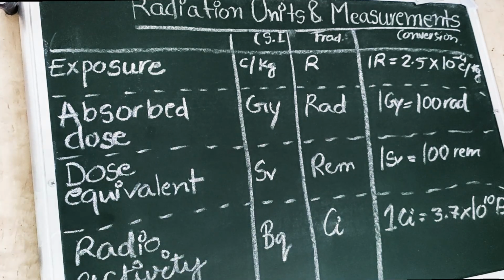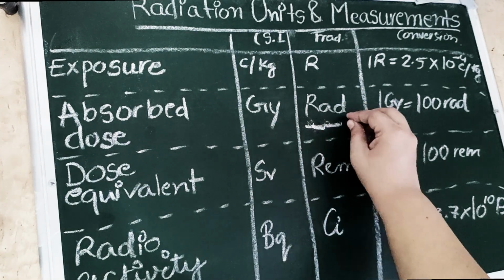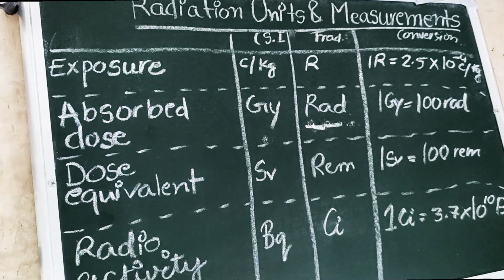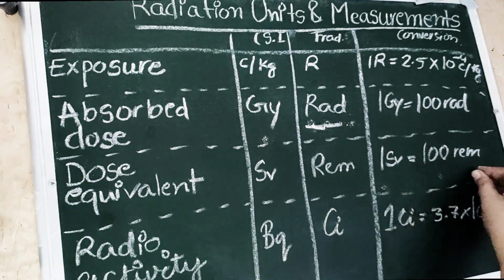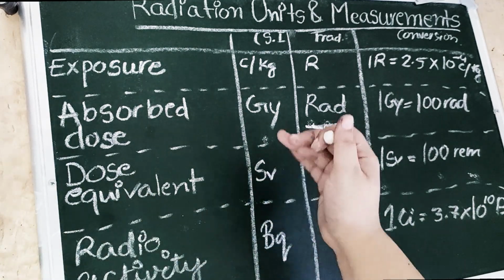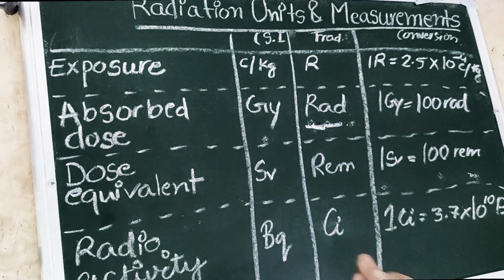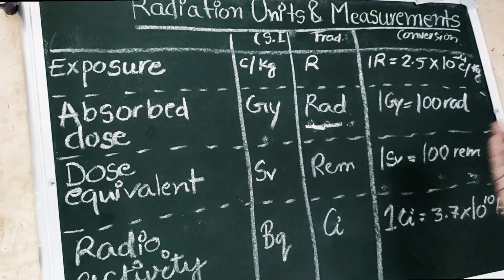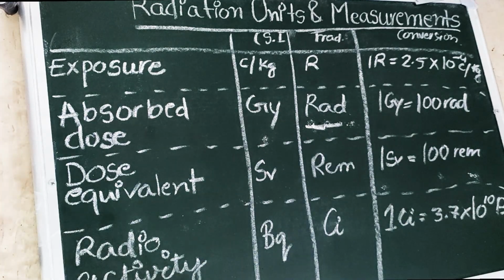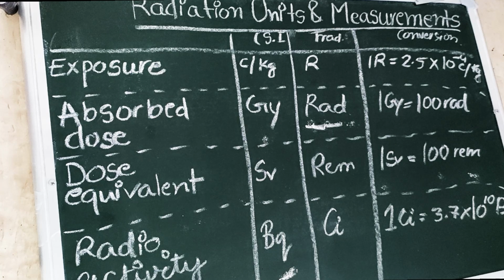Absorbed dose is the dose which is absorbed by a substance. That is the reason the traditional unit is the radiation absorbed dose, rad, and the SI unit is the gray. 1 gray is equal to 100 rad, and also 1 sievert is equal to 100 rem. Dose equivalent is what we see in humans. The SI unit is the sievert, and the traditional unit is the rem. Rem is the Roentgen equivalent man or mammal. So 1 sievert is equal to 100 rem. Radioactivity is measured in becquerel, the SI unit, and the traditional unit is the curie. So 1 curie is equal to 3.7 into 10 raised to power 10 becquerel.